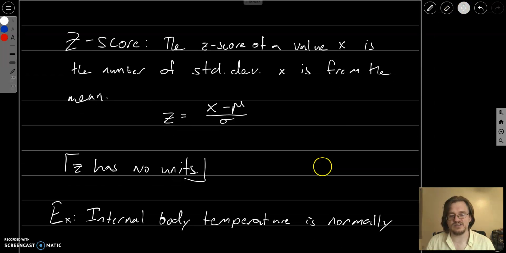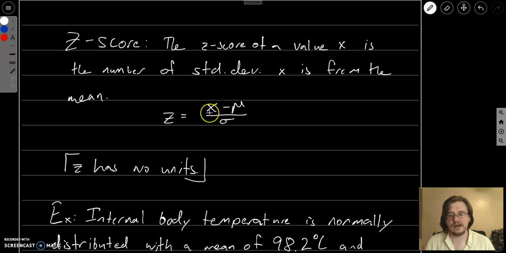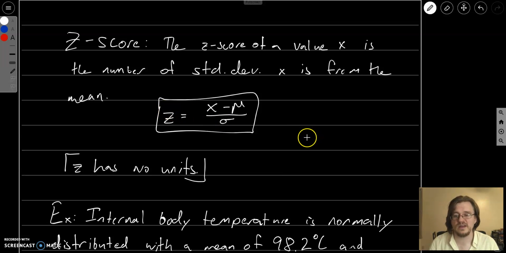How do you calculate this in general? Well, we see how far away x is from the mean, so we subtract the mean, and then we put it in terms of standard deviations. So this formula is what we'll use to find the Z-score of a data value. And what you'll notice is that this will have no units. The units on the top and the units on the bottom will cancel.